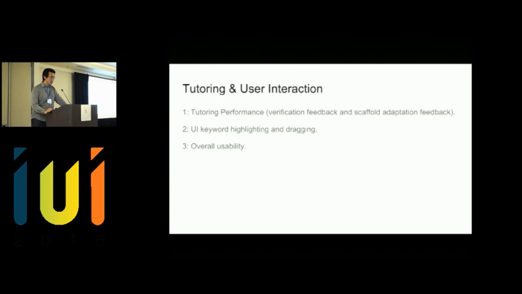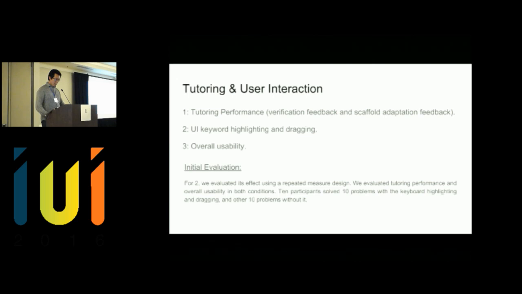In terms of tutoring and the user interaction side, we want to evaluate three independent variables. One is tutoring performance, one is specifically the UI keyword highlighting and dragging. The third one is overall usability. Right now our experimental design is a repeated measure design, and we evaluate tutoring performance and overall usability in both conditions at the same time.